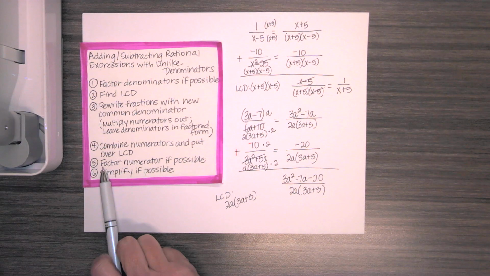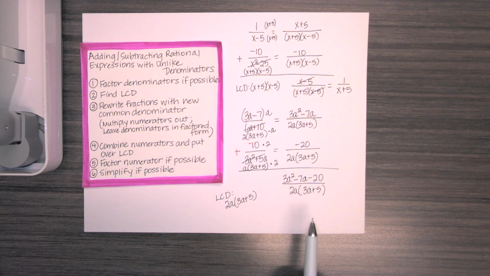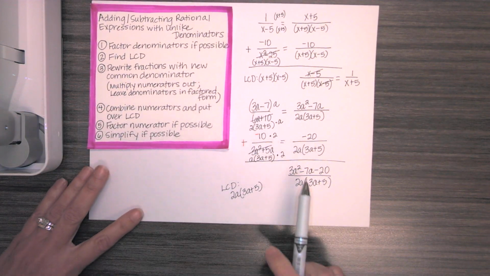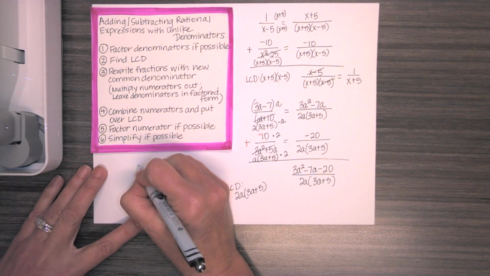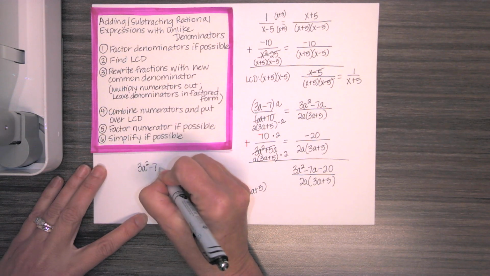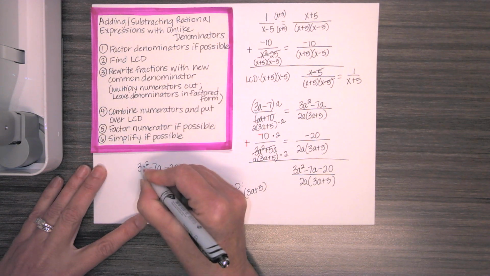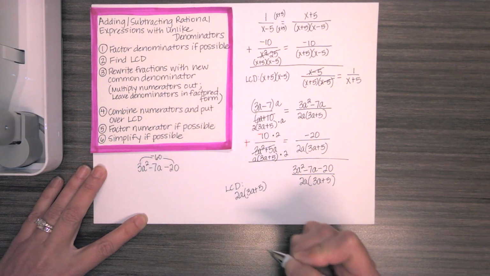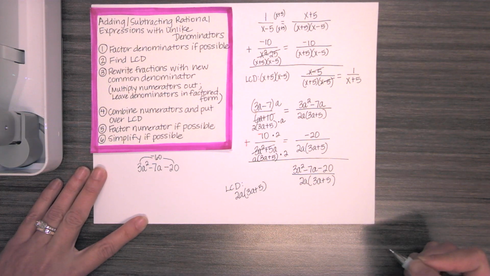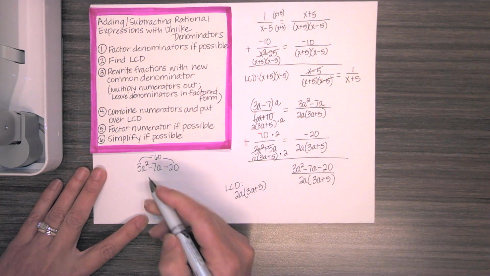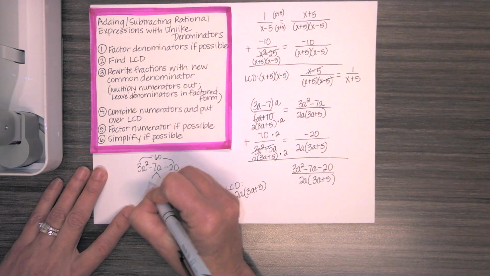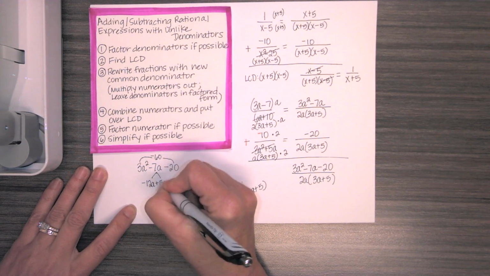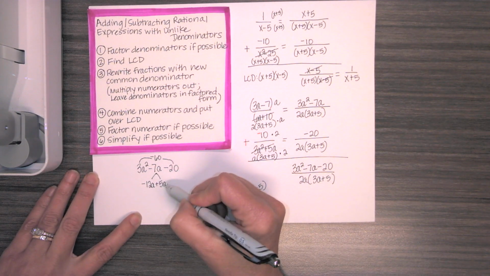Alright, step 5, factor the numerator if possible. Well, we're going to have to give it a try. It's got a leading coefficient other than 1, so I'm going to use the AC method. Our A is 3 and our C is negative 20. We multiply those together. That's negative 60. We look for factors of negative 60 that add to get negative 7. Those will be negative 12 and positive 5. So we split that middle term into negative 12a plus 5a.